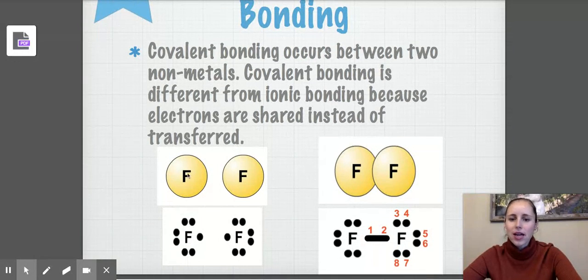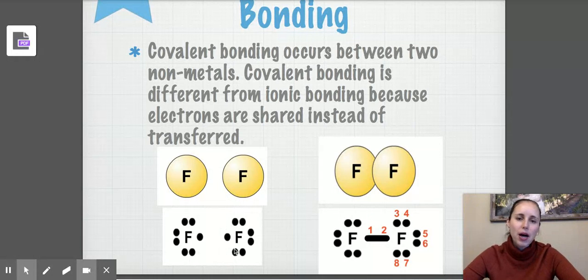So let's take a look at two fluorines here. So each fluorine has 7. That means this fluorine wants to gain 1. This fluorine also wants to gain 1. So neither one's really willing to give up their electron. So again, what's going to happen is they are going to share this pair of electrons. This electron is going to spend some of its time over here. That's going to make this fluorine happy. And this electron is going to spend some of its time over here. It's going to make this fluorine happy.